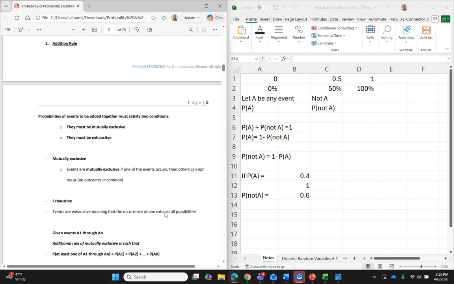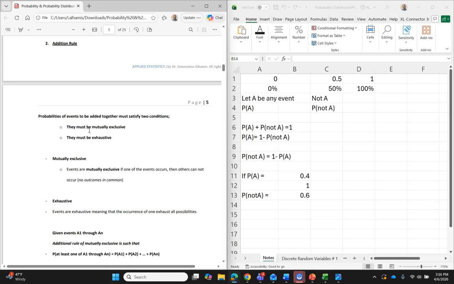So the second rule is the addition rule. There are two conditions which are important, and they are listed here. First of all, the events should be mutually exclusive. That's one condition. And the second condition, they must be exhaustive.